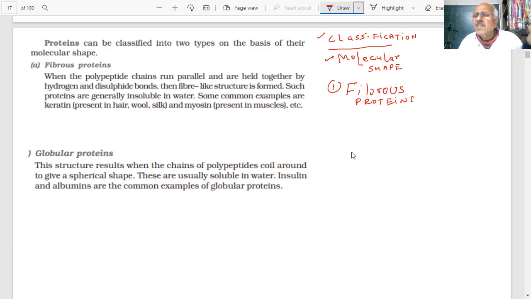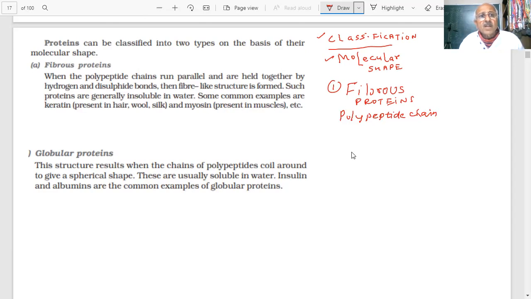So this is a polypeptide chain. Basically, we told you, you are saying there will be polypeptide chains. And you have seen what a polypeptide chain is: more than 100 units of amino acids joined by peptide linkages, peptide bonds.